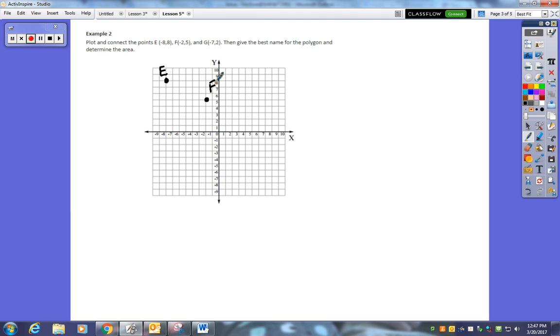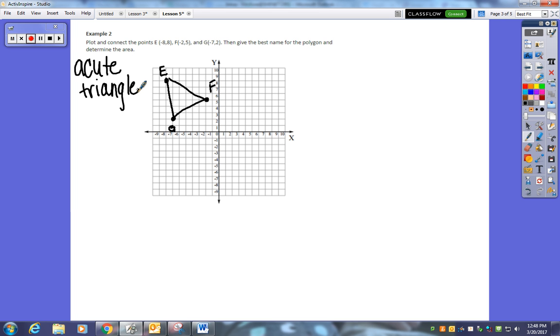Make sure you're filling in on your packet as I'm doing so on here. And point G is -7, 2. So over to -7, up to 2, and that's G. So what I'm going to do now is I'm going to connect these points. I'm going to do the best I can here to make them somewhat straight. Okay, and from there we have to determine the shape. So as you can see, it's a triangle, and to be specific, all 3 of the angles are acute, so it is an acute triangle.